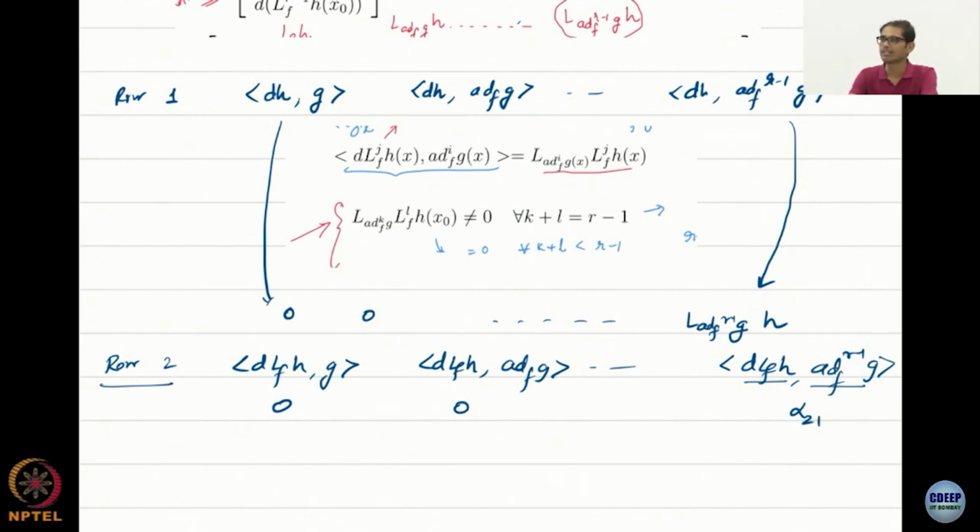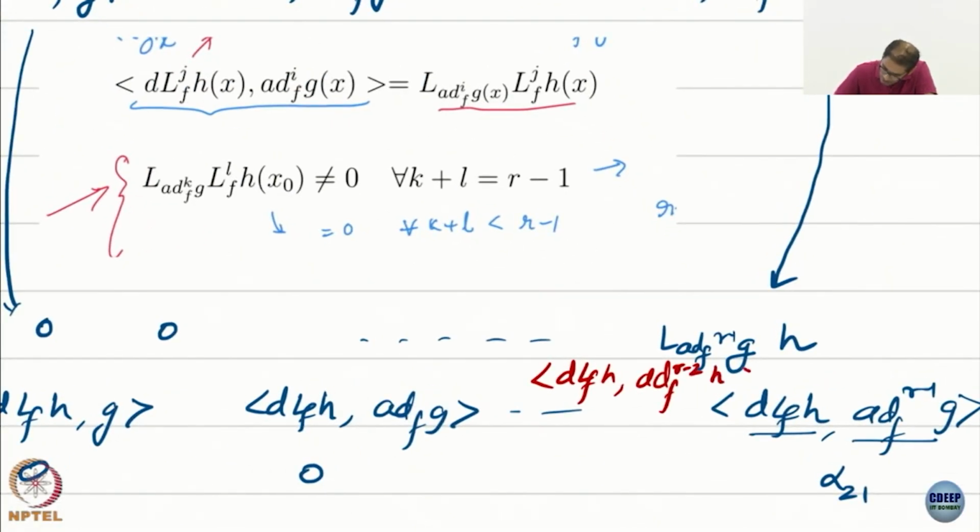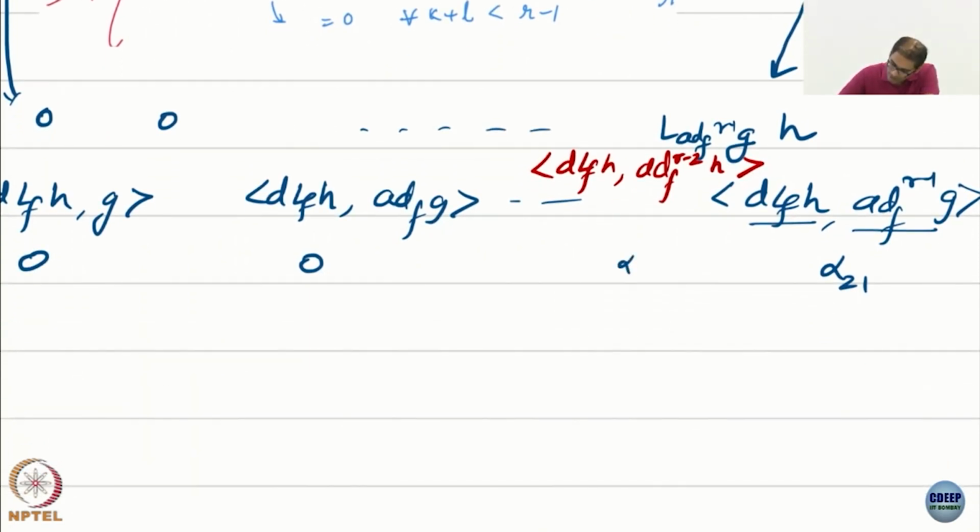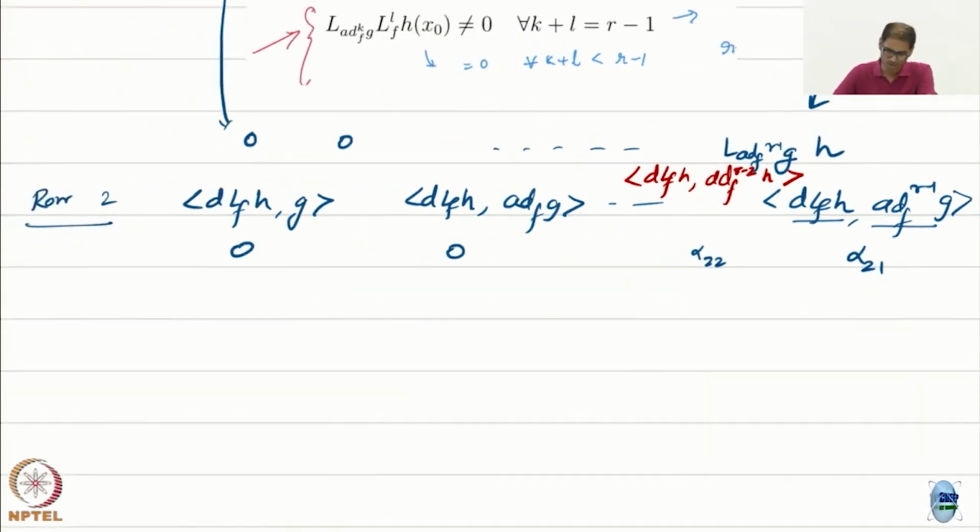What about the term before the last one? D LFH add F R minus 2H. Non-zero. That is R, because the sum is R minus 1, right? Because J is 1, I is R minus 2. So again I have R minus 1, which is non-zero. So I have something which is alpha 2 2. I am just using some notation. I am going to call this alpha 1 1, so that I don't have to write the whole thing.